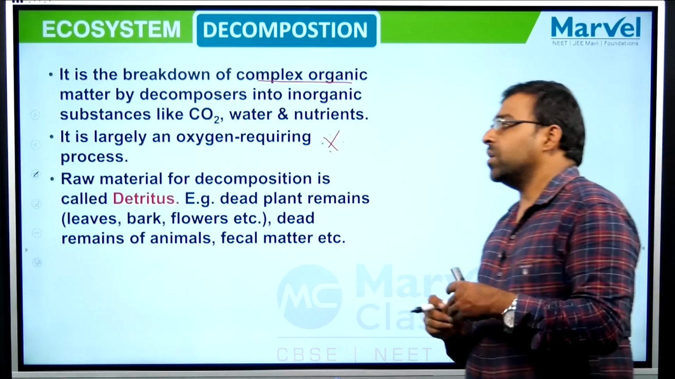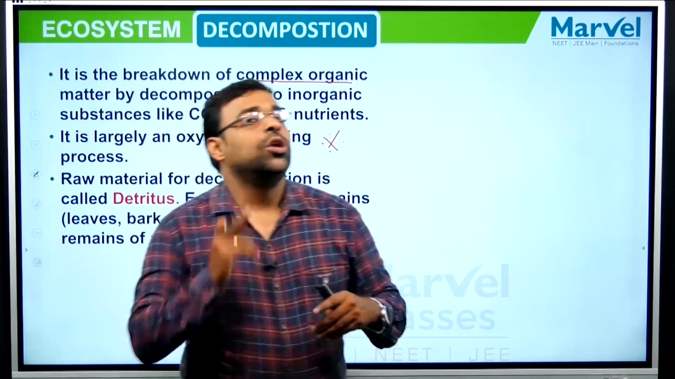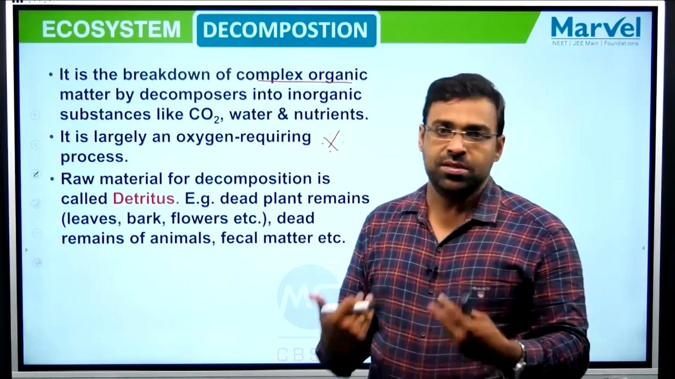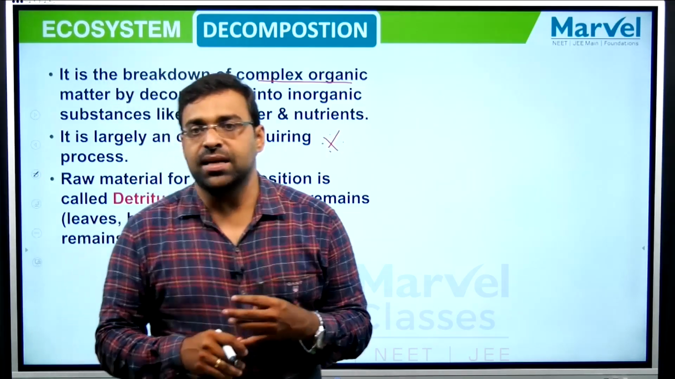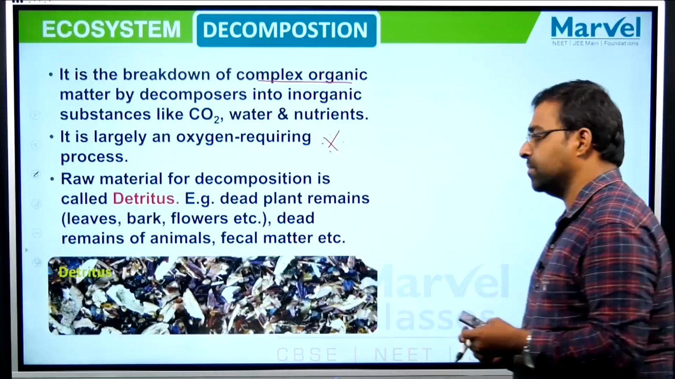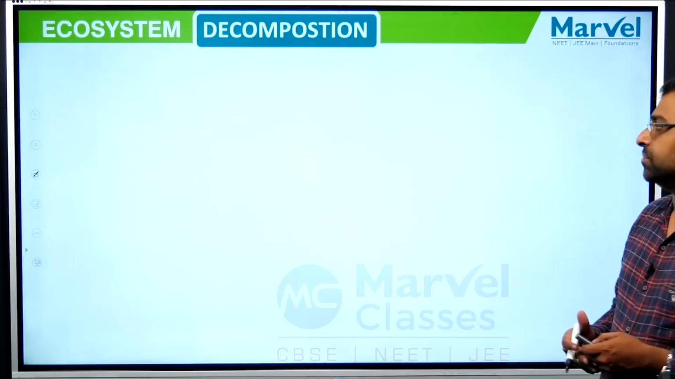And the raw material for decomposition is called detritus. If you are a repeater, you should get that in mind: the detritus food chain should come to your mind. If you are a beginner, please do listen to what we are saying. So that is going to be the dead plant remains, that is the leaves, barks, flowers, etc., dead remains of animals and fecal matter. Of course, these are the detritus, the decomposition materials.